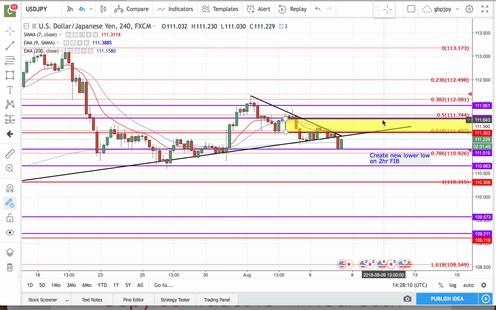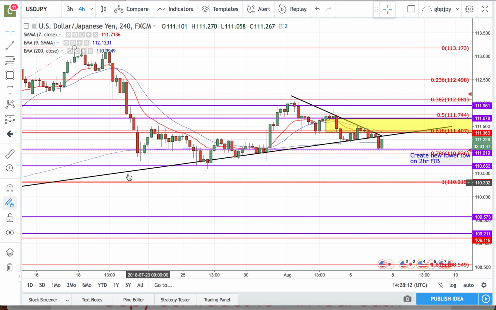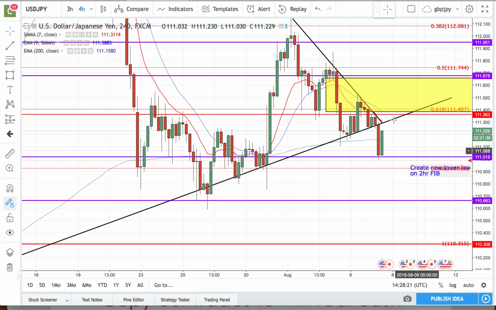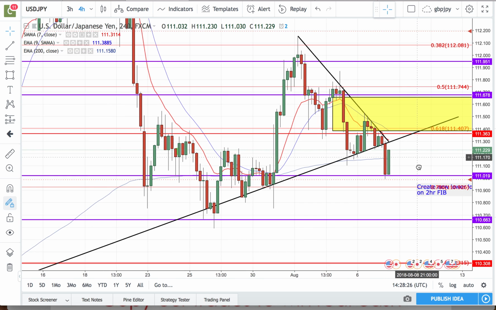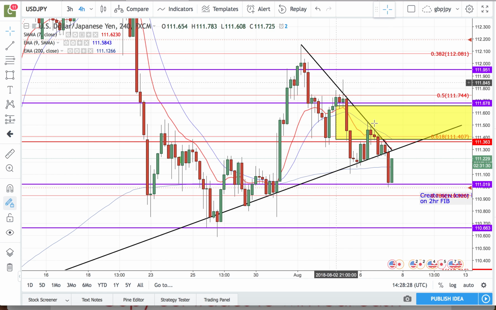We'll go into the 4 hour. Again, this black trend line is the same one, and as you can see, it has broken ever so slightly on the 4 hour, and it is currently retesting. Current price 111.230. We have a smaller trend line here on the 4 hour, which is also being respected to the downside.